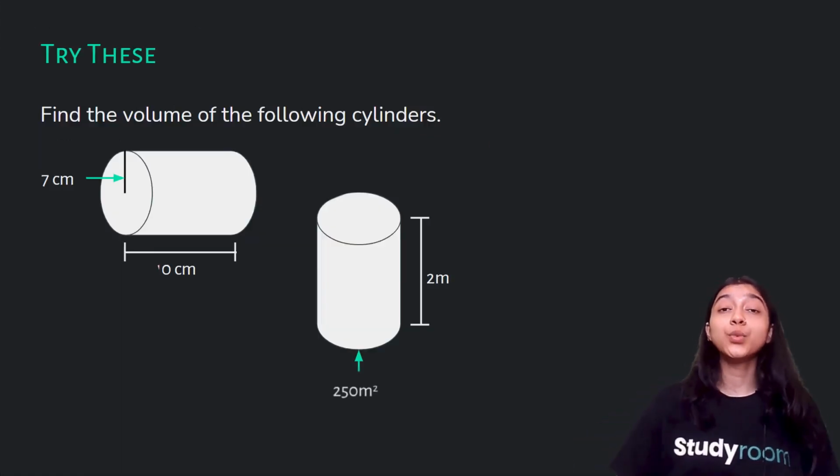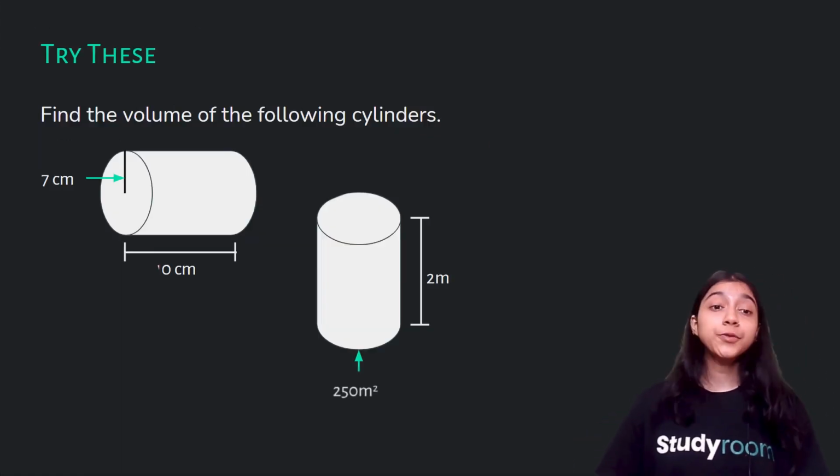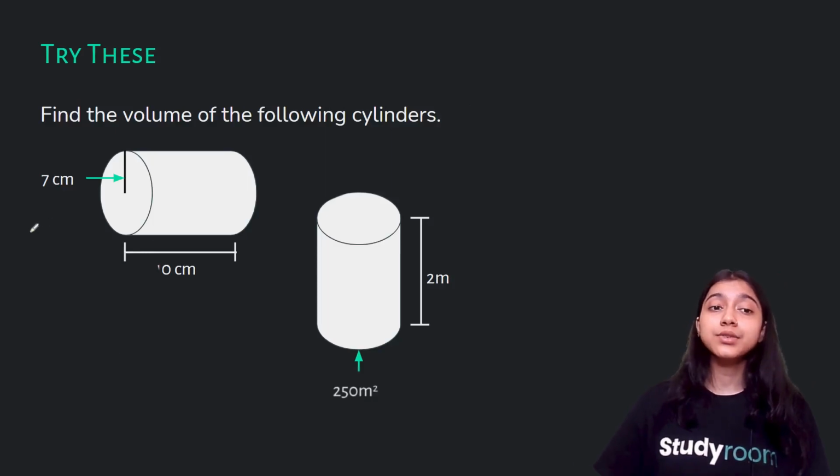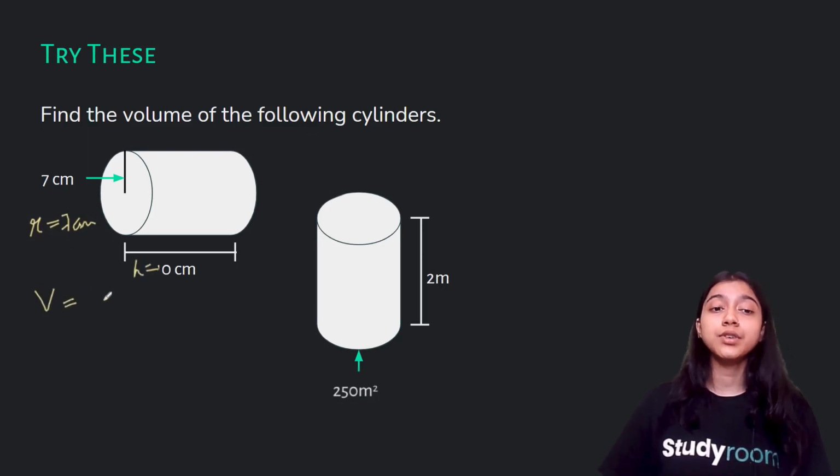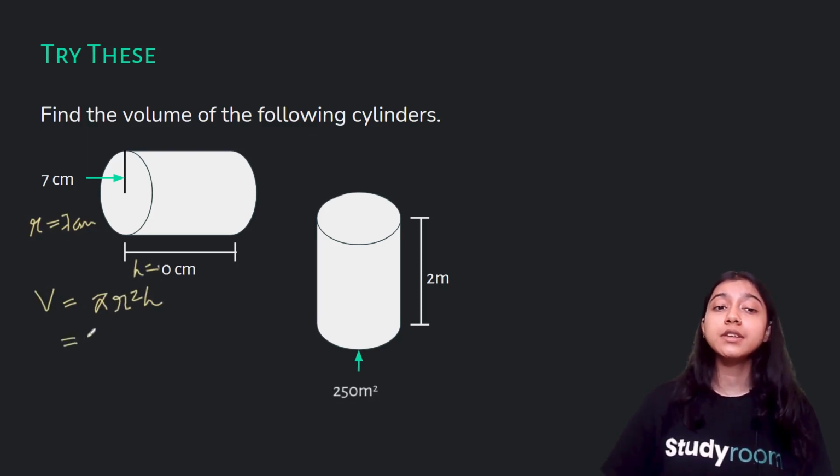Now let us try finding the volume of the given cylinder. The first cylinder that has been given to us has a radius of 7 centimeters and height of 10 centimeters. We know the formula for calculating the volume of a cylinder is pi r square h. So we'll put the value of radius and height.